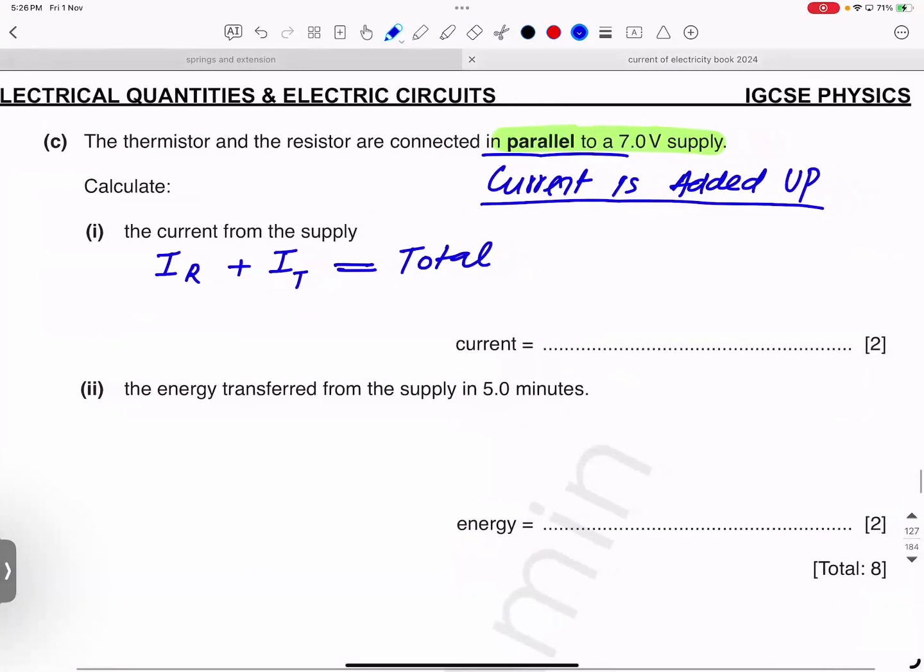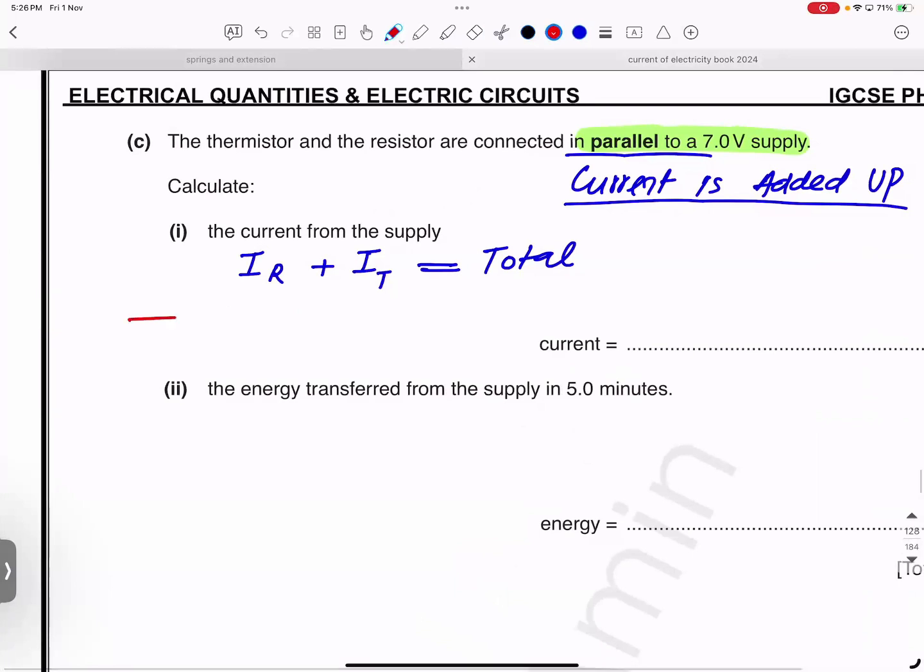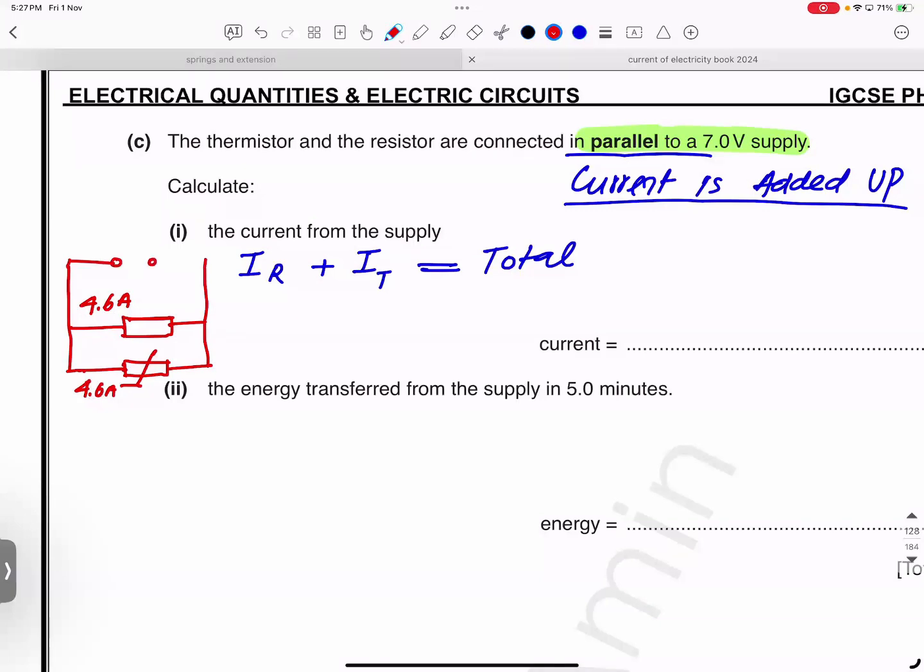If you don't understand, I can help you this way. Here is the resistor, 4.6 amperes. Here is the thermistor, also 4.6 amperes. They are connected parallel to the supply. So how much is the supply current? 4.6 plus 4.6, 9.2 amperes.